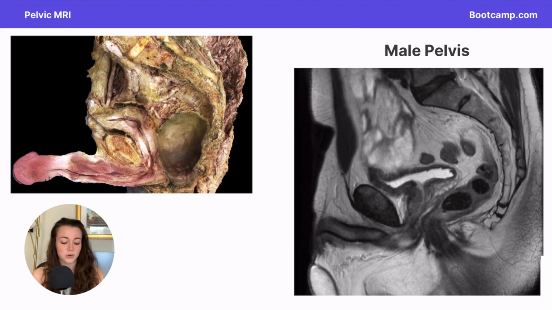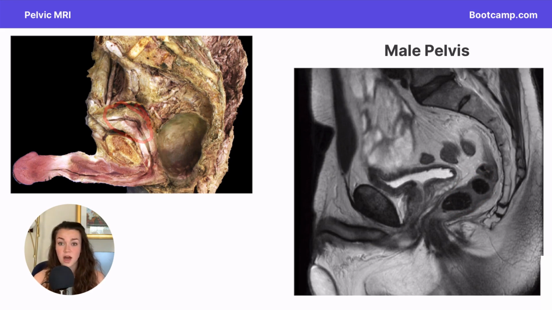All right, so we're going to start off by looking at some features of the male pelvis on imaging. You can see we have our gross imaging on the left and our sagittal MRI on the right. Starting from this big open space in the back here, this is your rectum, and it's going to show up pretty much as a big black hole on your imaging. Again, the most posterior structure. Anteriorly from the rectum, you're going to see the bladder.